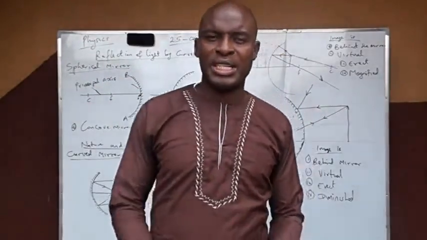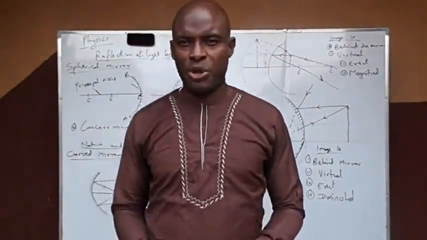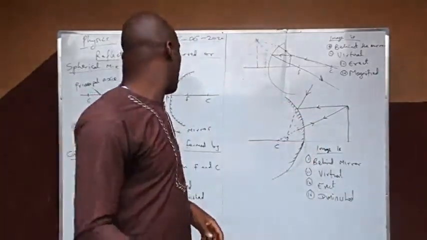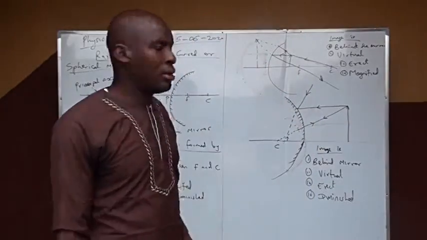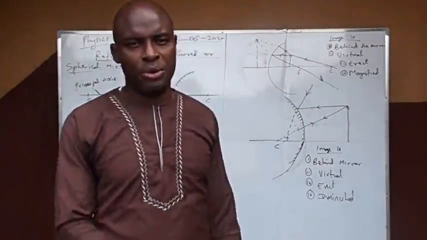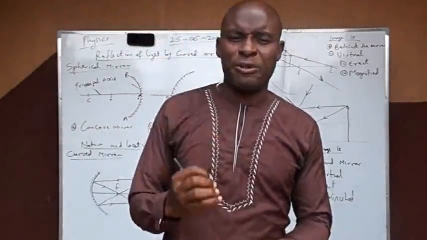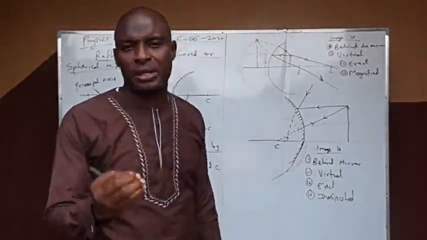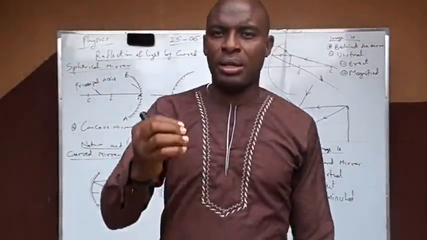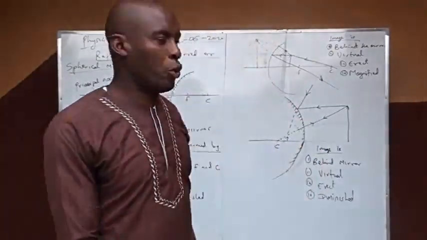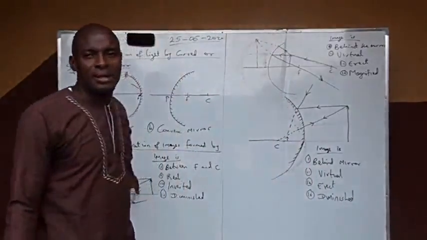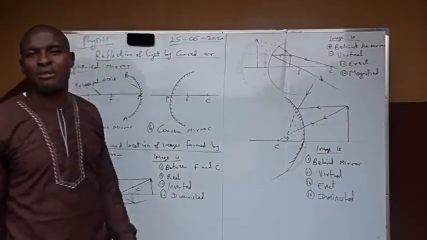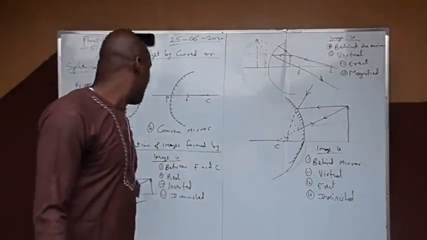Like I've told you the characteristics of images formed by a plane mirror, there are also some characteristics of images formed by a curved mirror. One example of a curved mirror is a concave mirror, which is the converging mirror. The properties of images formed by a concave mirror depend on the position of the object on the principal axis. For example, if you look at this diagram now, you find that the object is beyond the center of curvature. The object is at the back of the center of curvature.